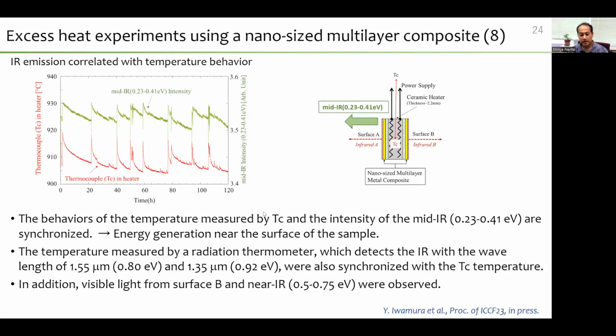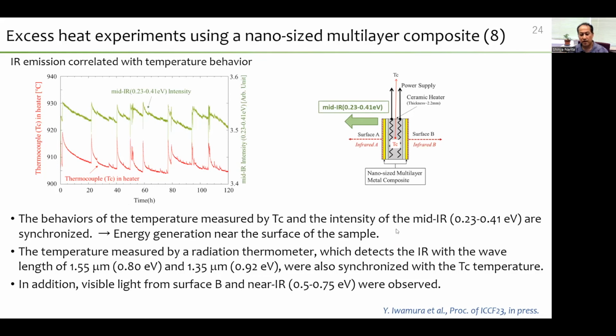Another interesting result: infrared emission correlated with temperature behavior was observed. This is the time variation of the thermocouple temperature and the intensity of the infrared emitted. They observed the behavior of the temperature measured by the thermocouple, which is embedded by the heater here, and the intensity of the mid-IR, which corresponds to 0.23 to 0.41 electron volts. These are synchronized. So that is indicating energy generation near the surface of the sample.